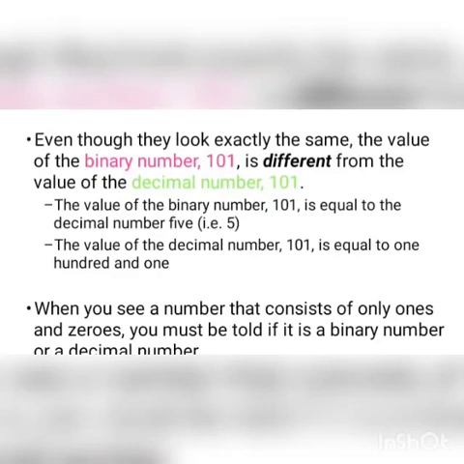In this slide we will see the values of binary numbers. Even though they look exactly the same, the value of the binary number 101 is different from the value of the decimal number 101. The value of the binary number 101 is equal to the decimal number 5. The value of the decimal number 101 is equal to 101. When you see a number that consists of only 1s and 0s, you must be told if it is a binary number or a decimal number.